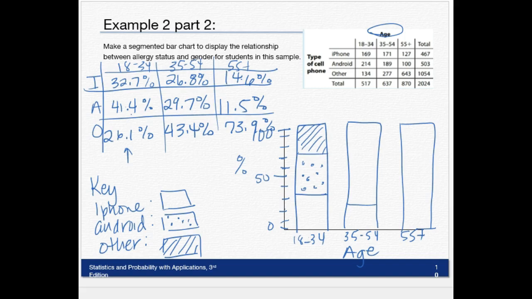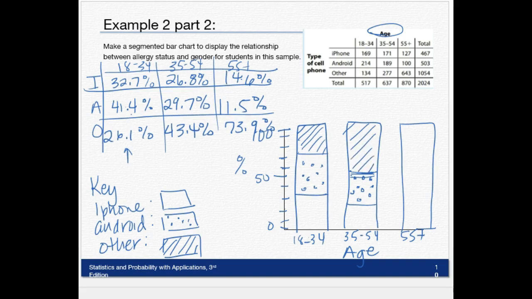That's right around 50, right around there. Okay, so that's Android. So I'm going to polka dot it. And the rest, 43.4%, is striped.